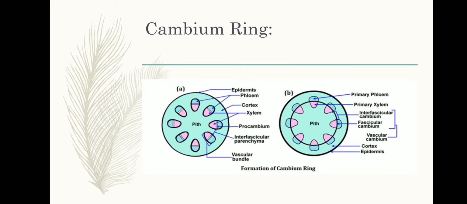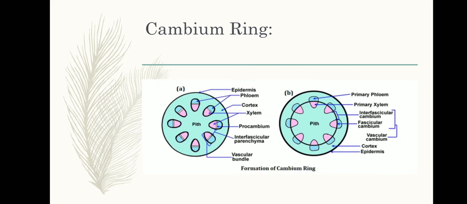So if we have to discuss secondary growth, first of all we have to discuss how this cambium ring is formed. This cambium ring is involved in the formation of secondary xylem and secondary phloem. As you can see in the diagram, how the formation of the cambium ring occurs.